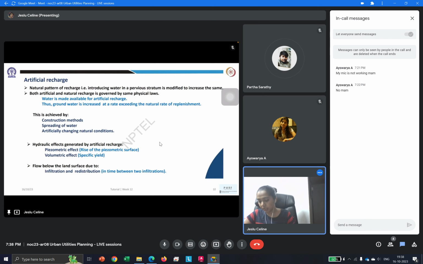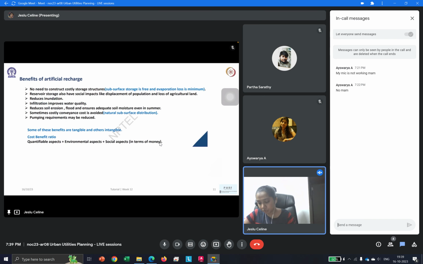So the hydraulic effects are generated by artificial recharge, and there's a piezometric effect which leads to the rise of the piezometric surface. This is what we discussed in the previous question. What is artificial recharge? This is achieved by artificially changing the natural conditions. And among the benefits of artificial recharge, we have seen that it reduces inundation, improves water quality, reduces soil erosion and flood, and ensures adequate soil moisture even in summers. So these were all the options. Let's go to the next question.